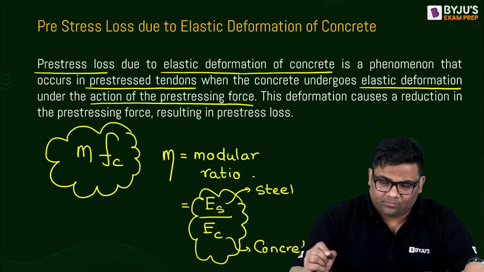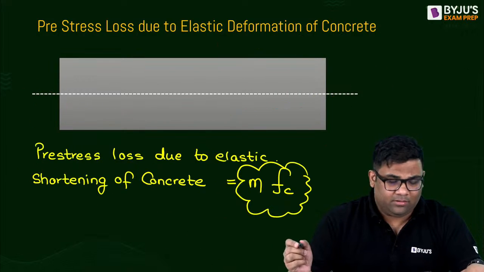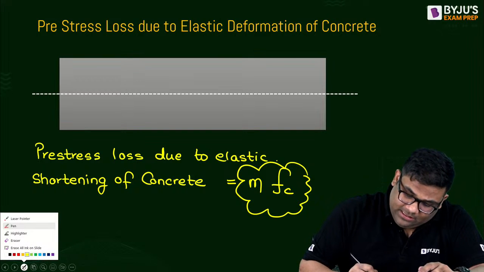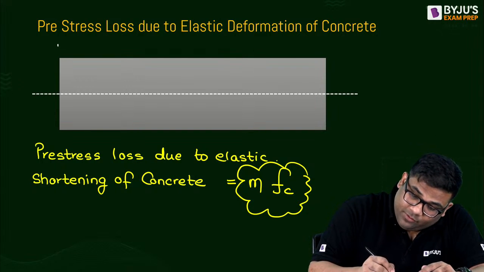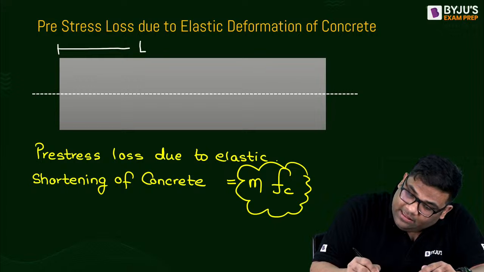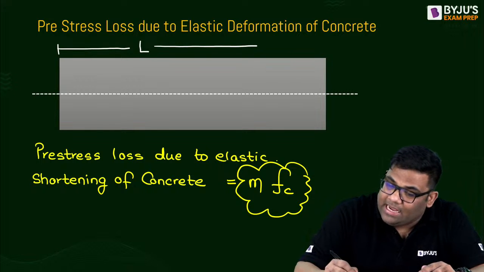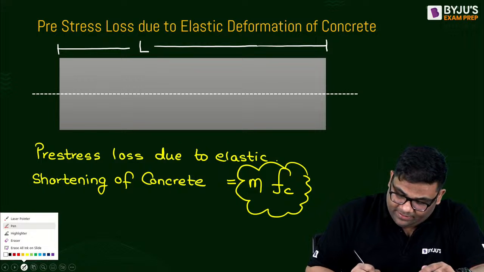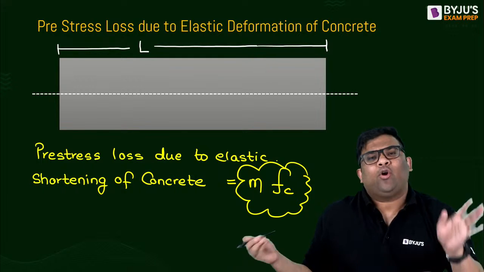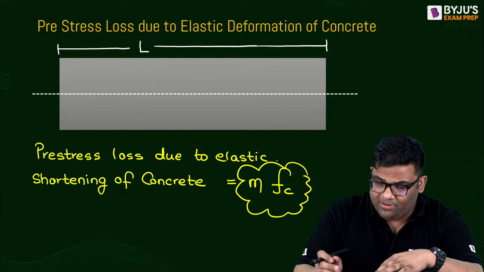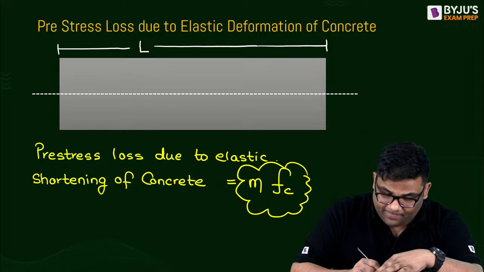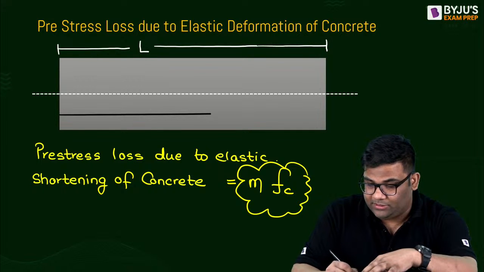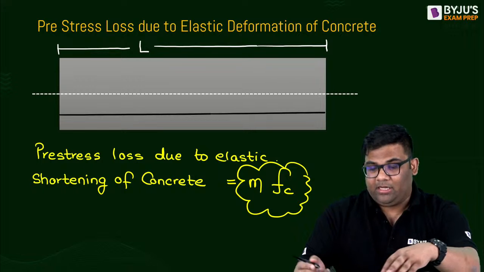You see, this is the lengthwise diagram of the beam. This is length L. Suppose I am having a straight tendon here. I'll draw a straight tendon like this. Okay, this is a straight tendon.